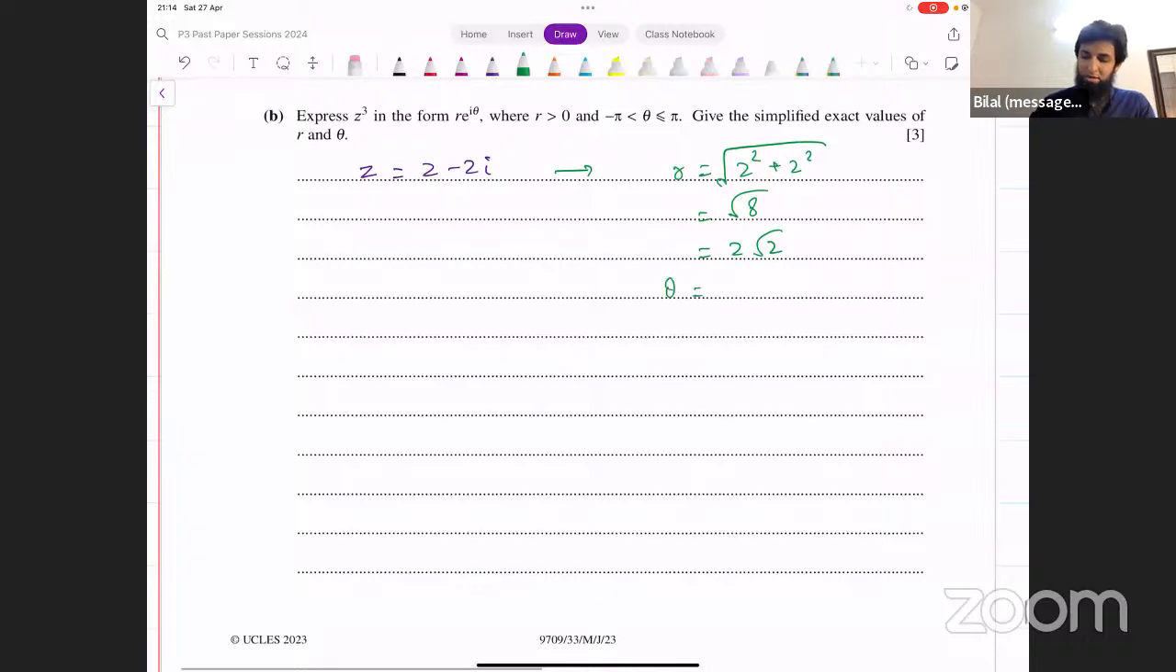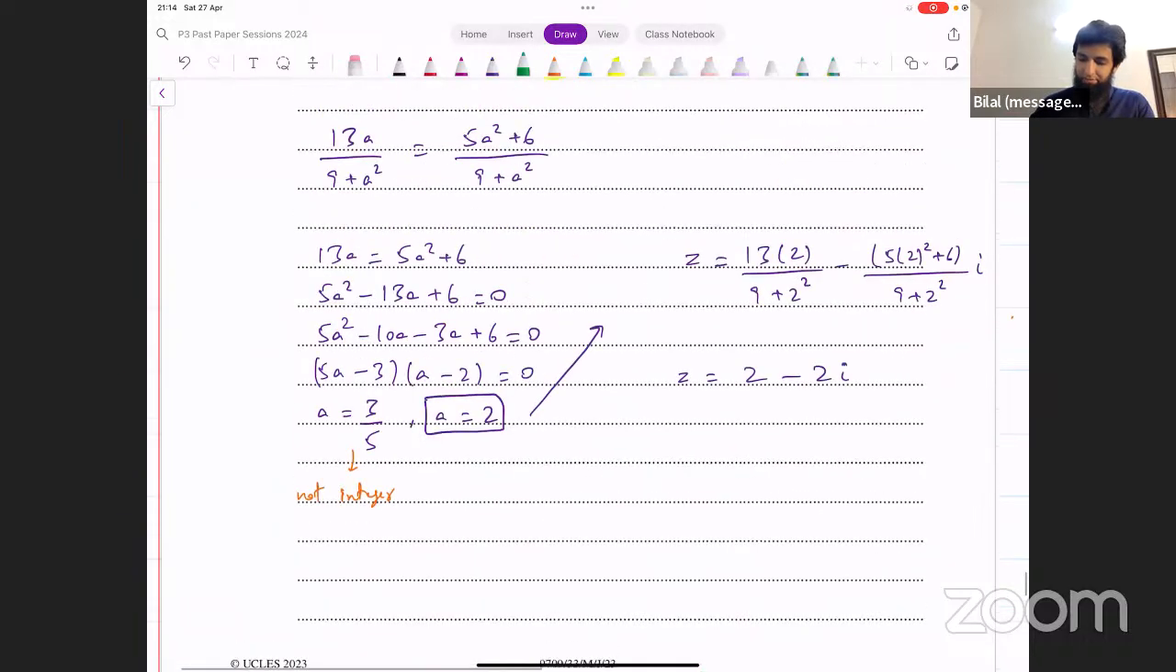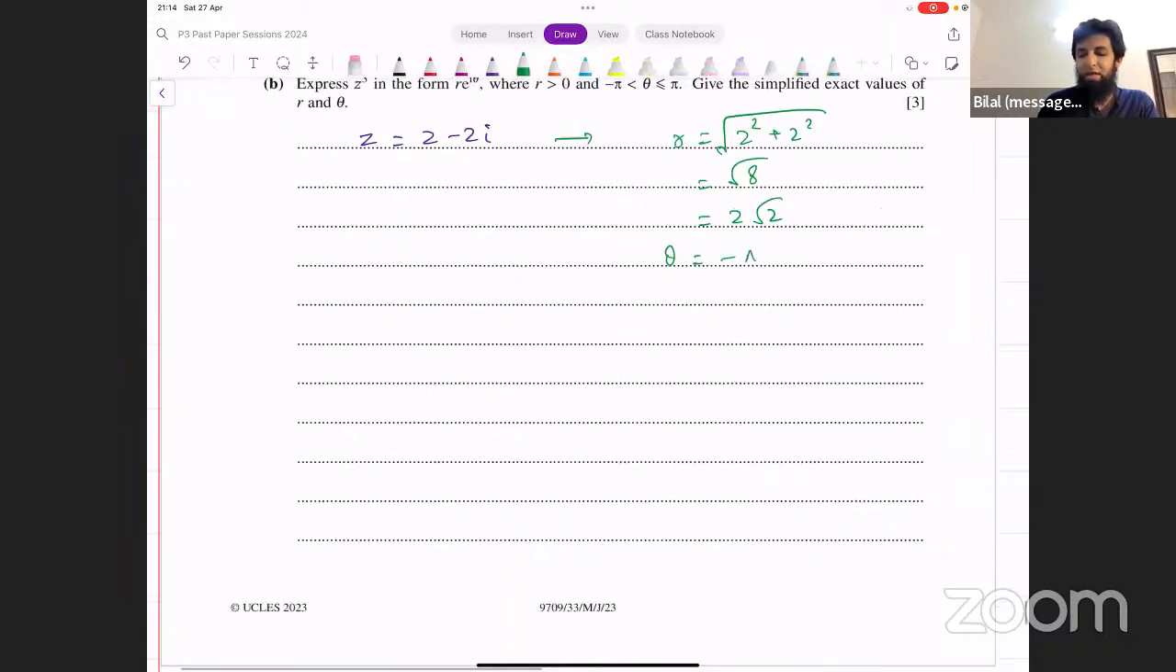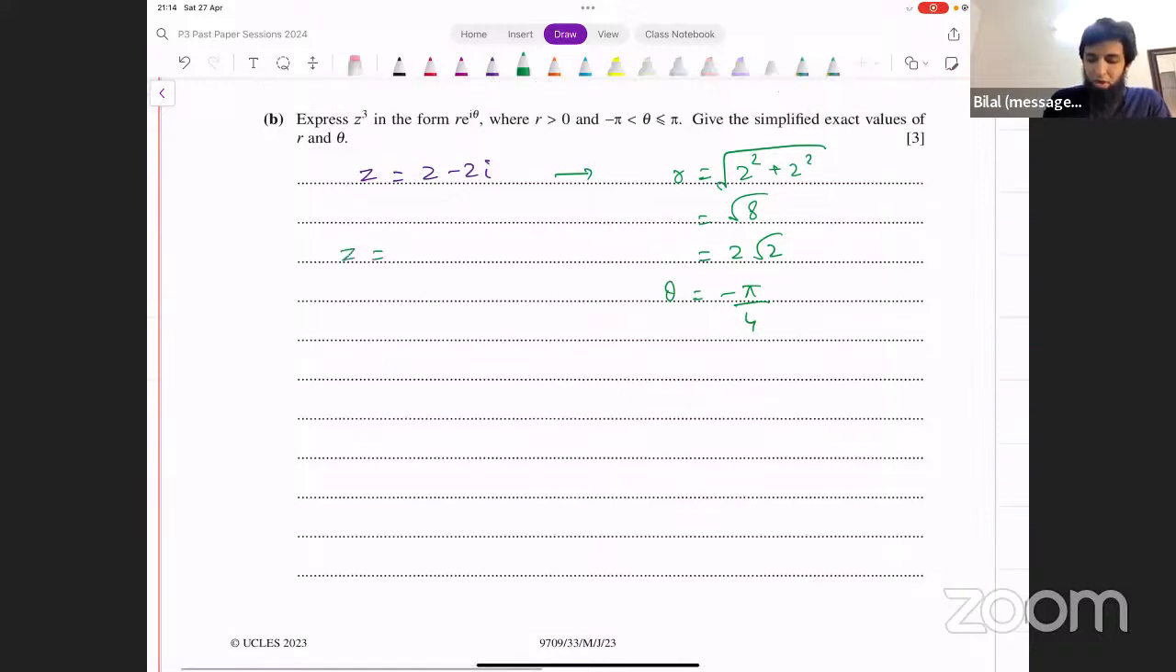Theta. What was that? Theta was minus pi over 4. That's already given. You don't have to calculate that again. It was given in the question. So that means z is basically 2 under root 2 e raised to power minus pi over 4 iota. That's what z is. What about z cube then?